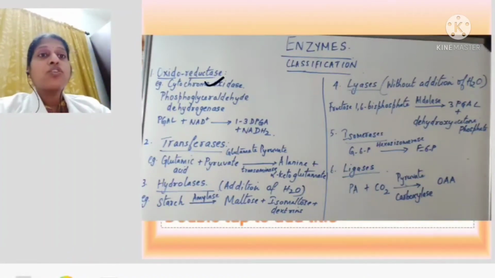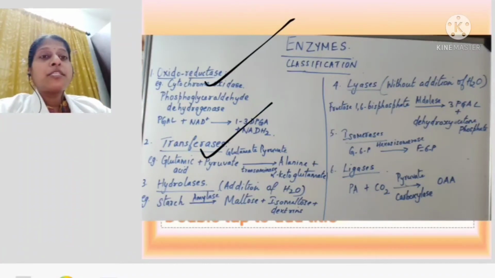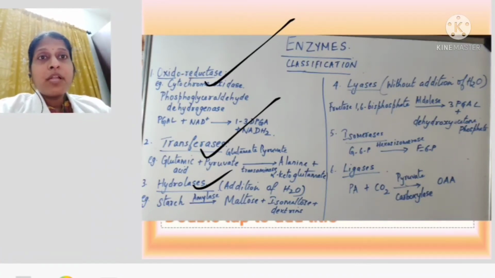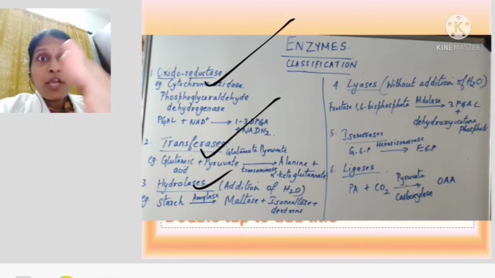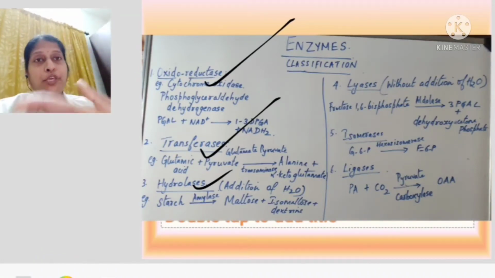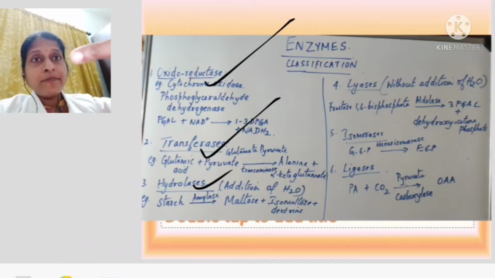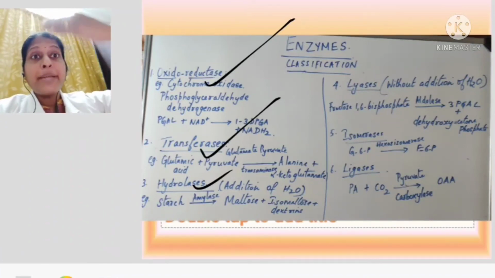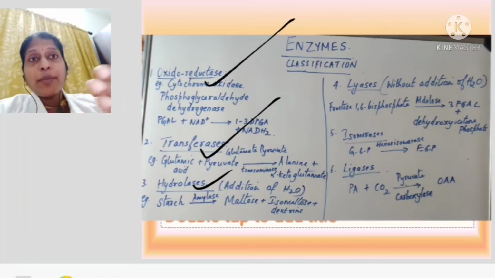Hope it is clear. What happens in oxidoreduction? Oxidation and reduction. In which enzymes does transfer happen? Transferases, where the transfer of a group is taking place. And hydrolases, where you can find these enzymes involved: hydrolysis, where there is breaking of a bond by a water molecule. Water is added, and this water helps in breaking the bond and forming compounds.